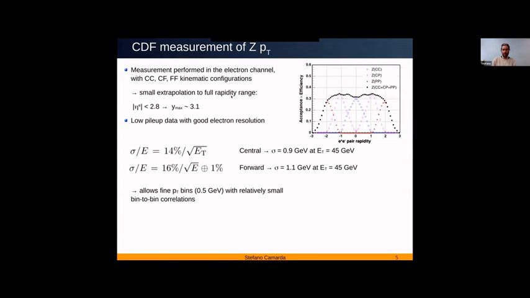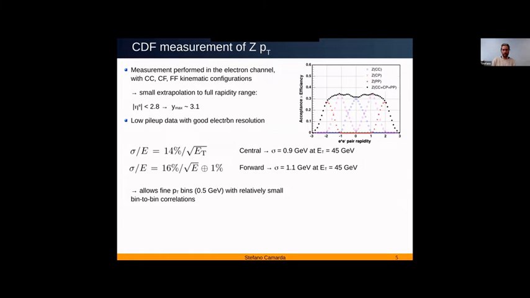An interesting feature of the CDF measurement is that it is done in the electron channel, and the CDF coverage in the forward calorimeter is up to eta 2.8. This is very close to the kinematic limit of Z production at the Tevatron, 3.1 in rapidity, and that means that the measurement is actually even extrapolated to the full rapidity range with really a very small extrapolation, so no large inclusion of PDF uncertainties because of this.